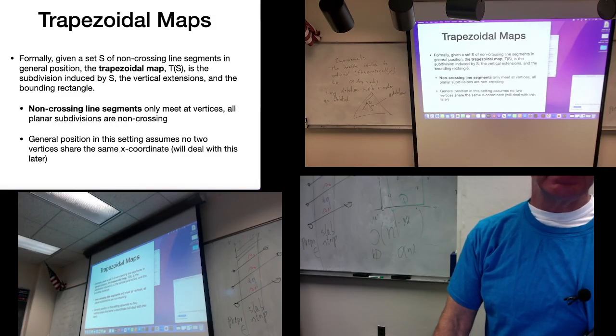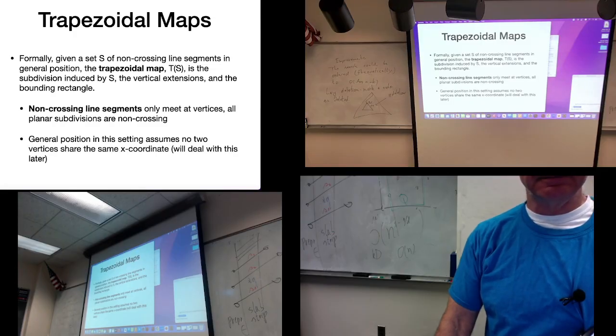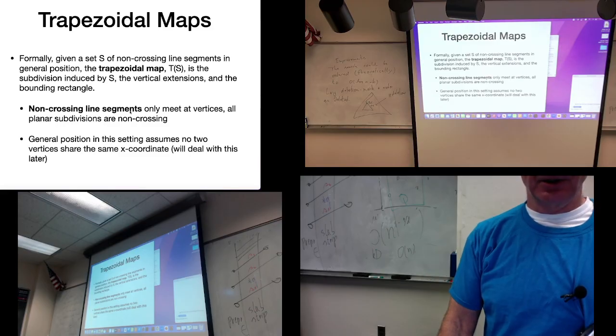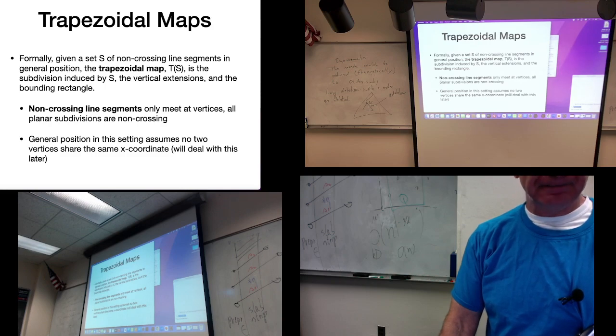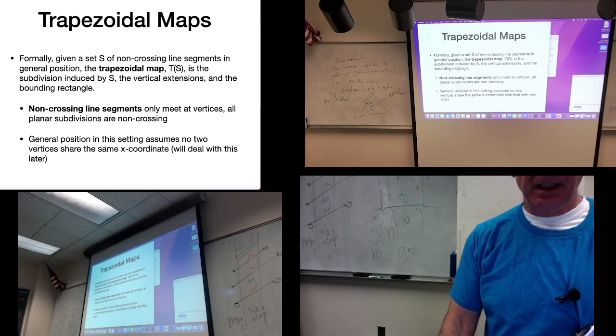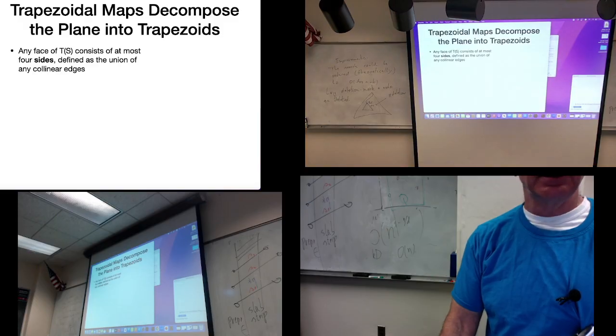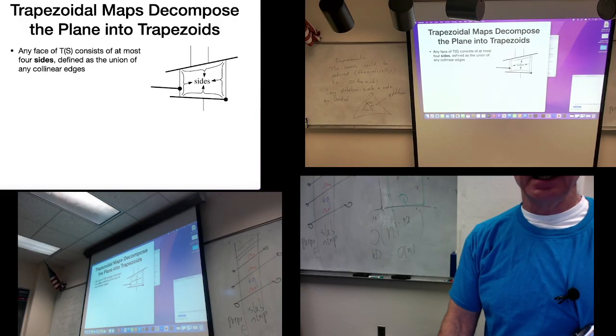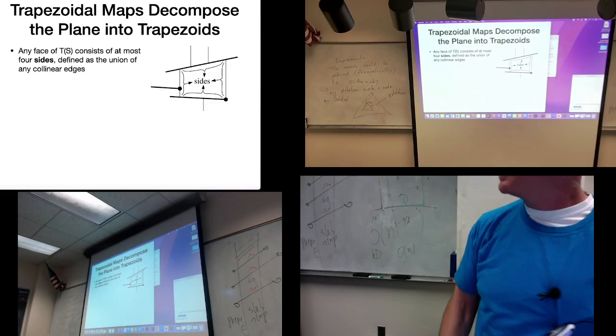Okay, so this is a trapezoidal map. I'll assume segments don't cross. I'm scanning through it because we have seen it already. And let's assume general position. And every face now will be a trapezoid that has, well, 4 sides.